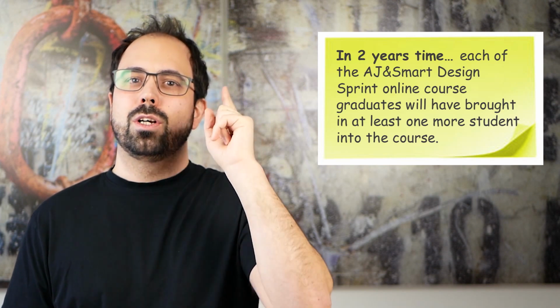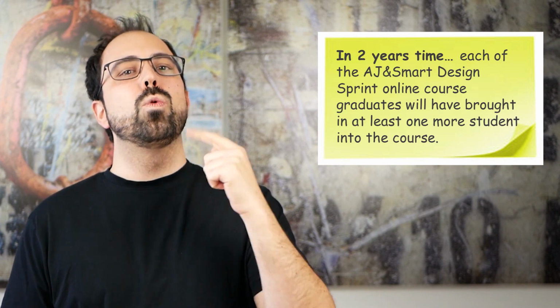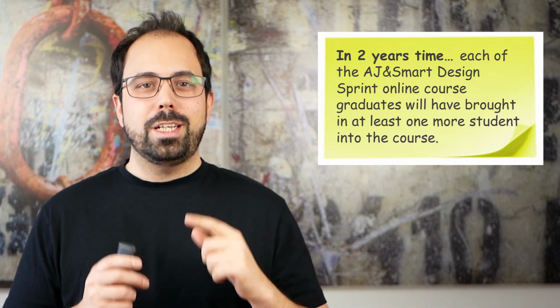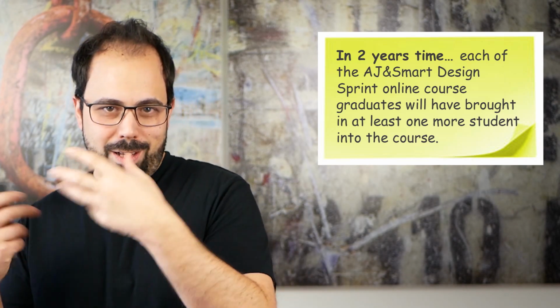So let's start from the 2-year goal. Let's say that we are AJ&Smart, and we have a statement that looks something like this. So in 2 years' time, each one of the AJ&Smart Design Sprint online course graduates will have brought in at least one more student. In other words, all of us who took this course here online would actually have invited someone else to join the course.